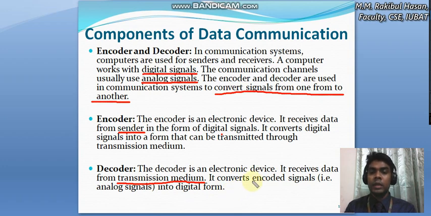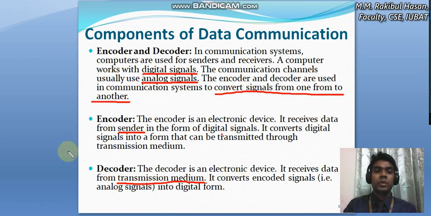Okay, what will it do? It will convert again analog signal to digital signal. Your computer will not be able to understand the analog signal. So what you have to do? You have to again convert the signal. So that's why you need a decoder. It will receive the data from the transmission medium and convert that signal from analog signal to digital signal, right? So the encoder performs the modulation task and the decoder basically performs the demodulation task. Modulation is the process of converting digital signal to analog, and demodulation means, vice versa, converting analog signal to digital signal, right?